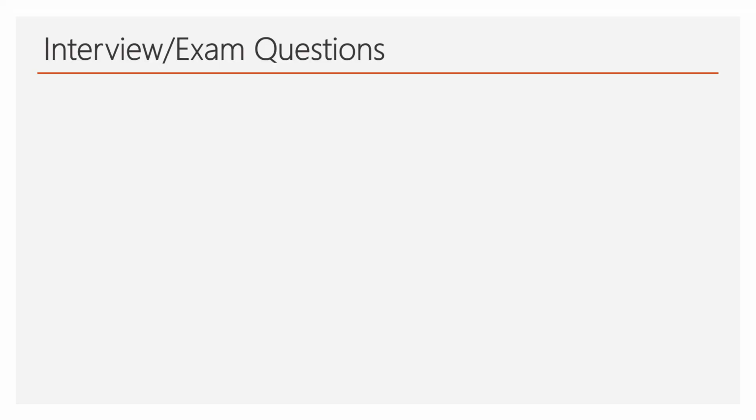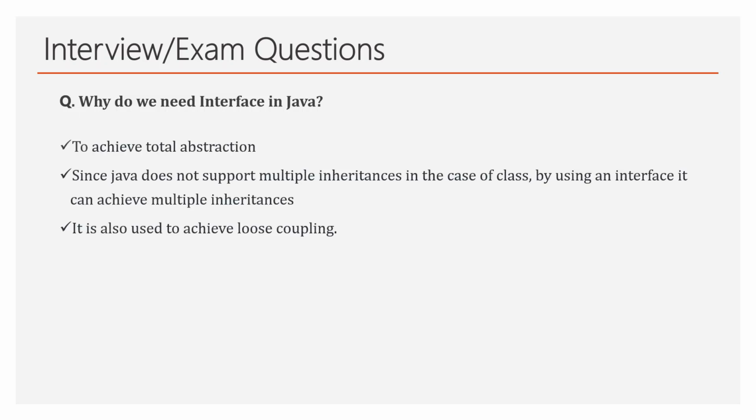Let's check a few interview and exam related questions. The first one is, why do we need interface in Java? The main answer is to achieve total abstraction, because it was not applicable in case of abstract classes, as they can have methods with implementation. Second, as Java does not support multiple inheritance, Java classes cannot extend multiple classes. That can be achieved using interfaces, because a class can implement multiple interfaces.